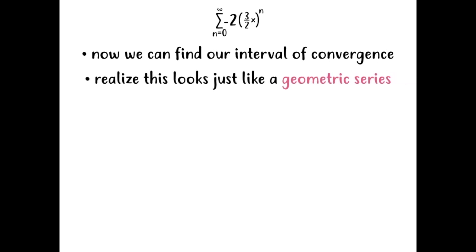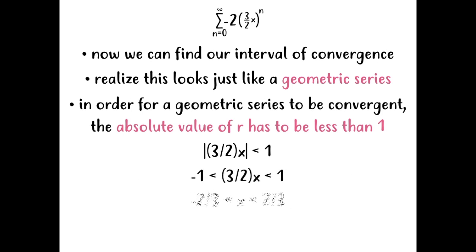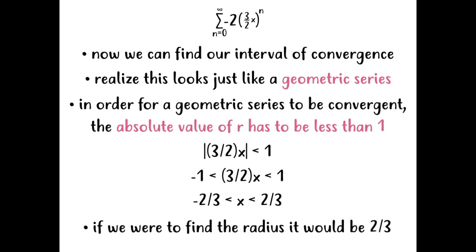And now we can find our interval of convergence. Realize this looks just like a geometric series. In order for a geometric series to be convergent, the absolute value of r has to be less than 1. So we set up our inequality and solve for x. So eventually we will get the interval from negative 2/3 to 2/3. And if we were to find the radius, it would be 2/3.